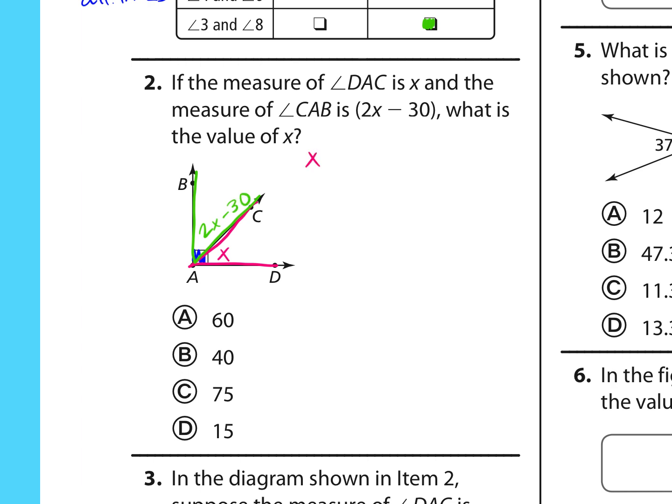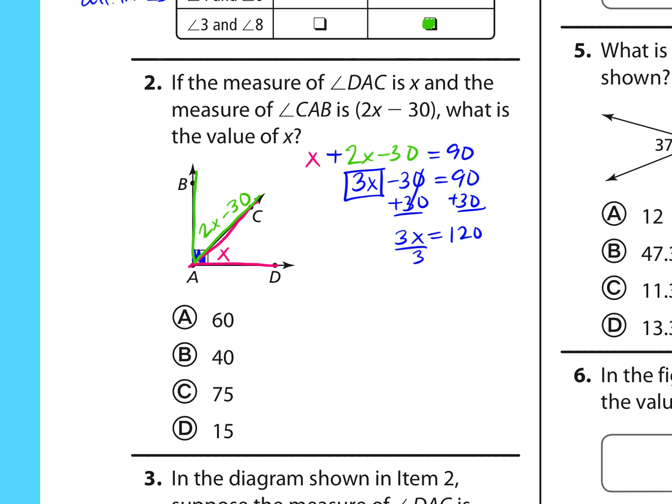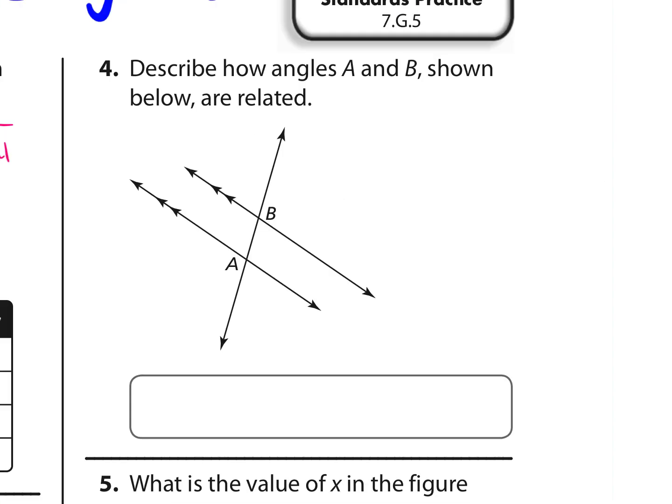So I can say x plus 2x minus 30 equals 90 degrees. I could solve this for x. X plus 2x is 3x. Bring everything else down. We have a two-step equation. We'll add 30 to both sides. We get 3x equals 120. Then divide both sides by 3, and x is 40. And we're looking for the value of x, so we're done there. Sometimes it goes beyond that and asks you to plug that back in and find an angle measure, but this just found x.